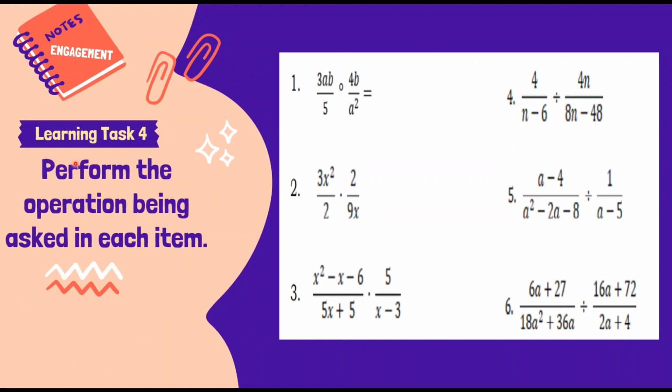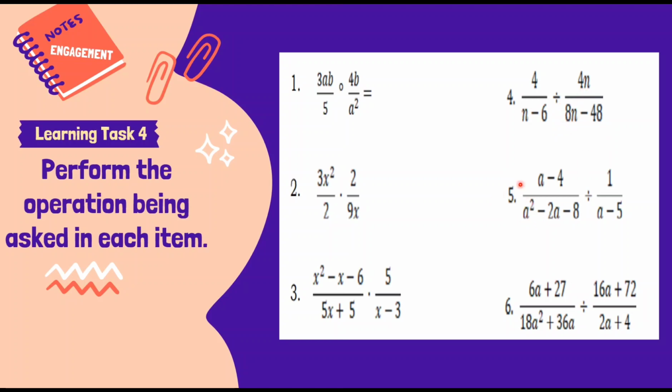Okay, so for your learning task number 4, you need to perform the operation being asked in each item. It is more on multiplication and division. For number 1, we have 3ab over 5 times 4b over a squared. Number 2, 3x squared over 2 times 2 over 9x. Number 3, x squared minus x minus 6 over 5x plus 5 times 5 over x minus 3. Number 4, 4 over n minus 6 divided by 4n over 8n minus 48.